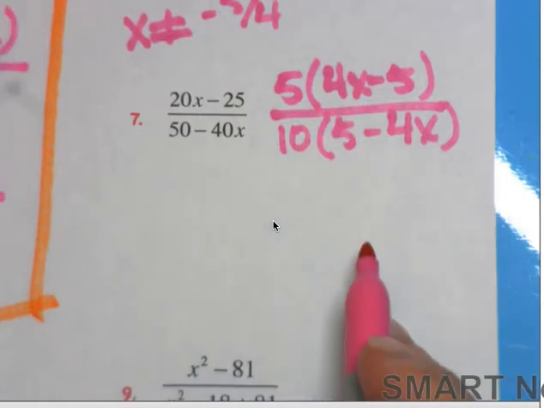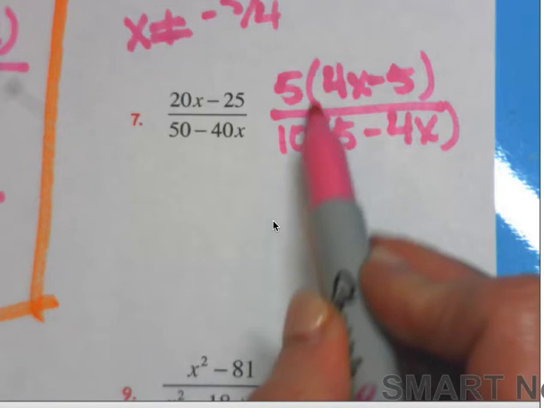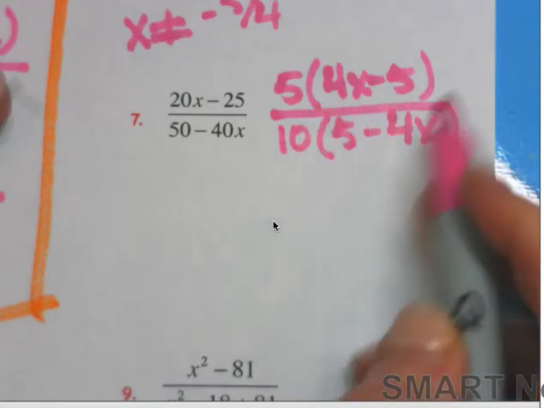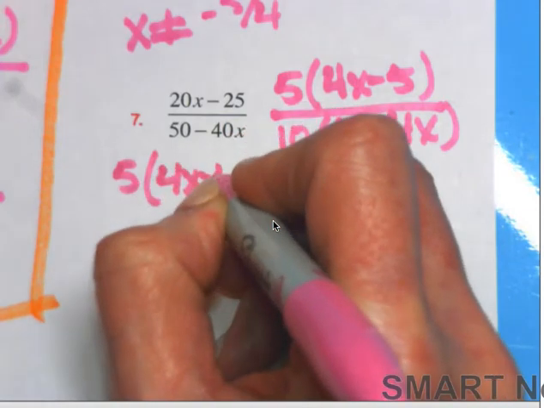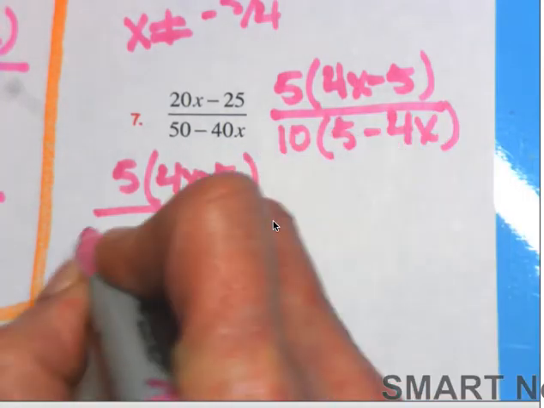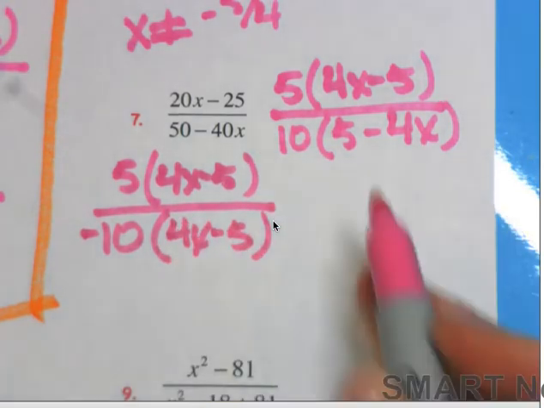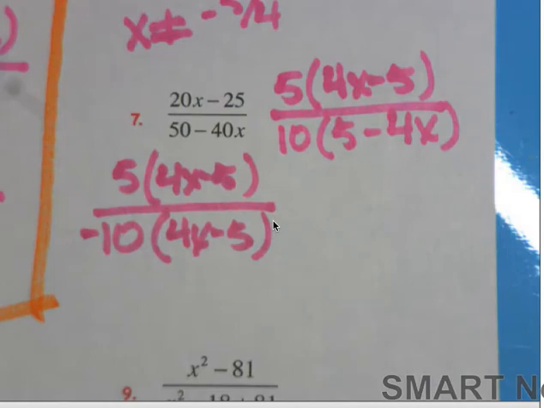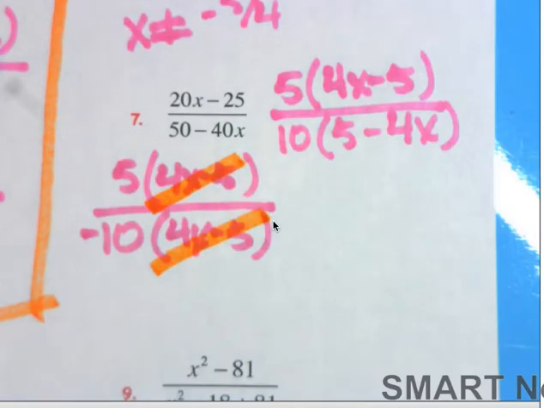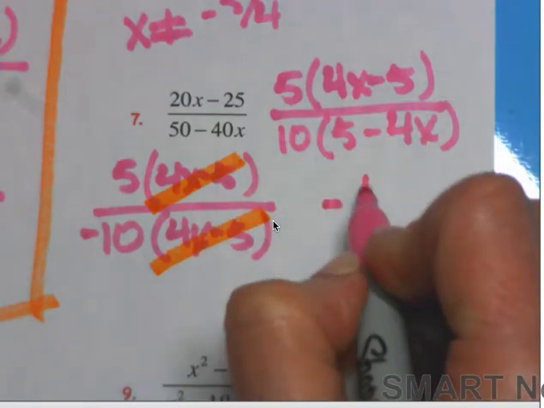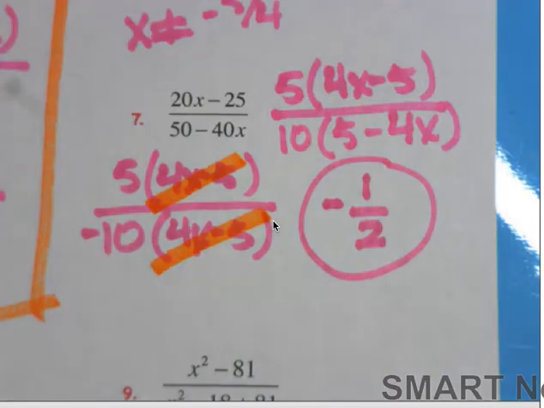But the interesting feature about this problem is I've got the binomials here that are differing by that factor of negative 1. So I'm going to redo the problem. 4x minus 5 is my numerator, and I'm going to take a negative 10 out of the denominator, which allows me to take this binomial and flip it, and I can now divide out 4x minus 5, 4x minus 5, and my simplified expression is negative 1/2. I would then simplify 5 over 10 to get negative 1/2.